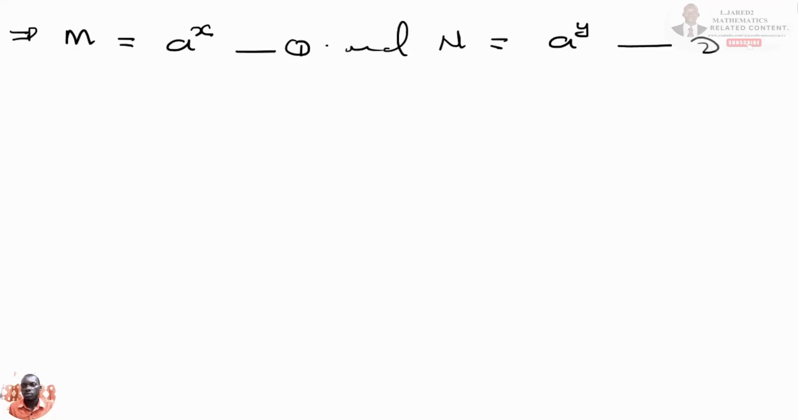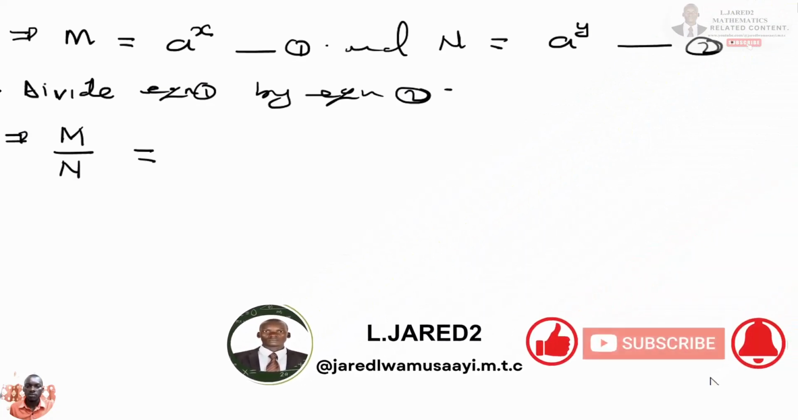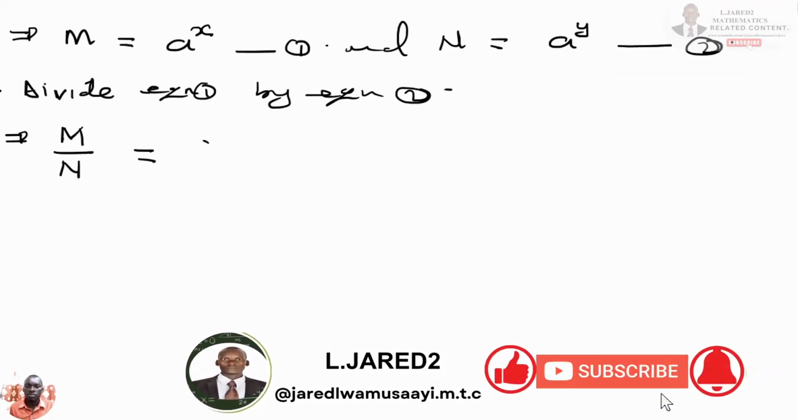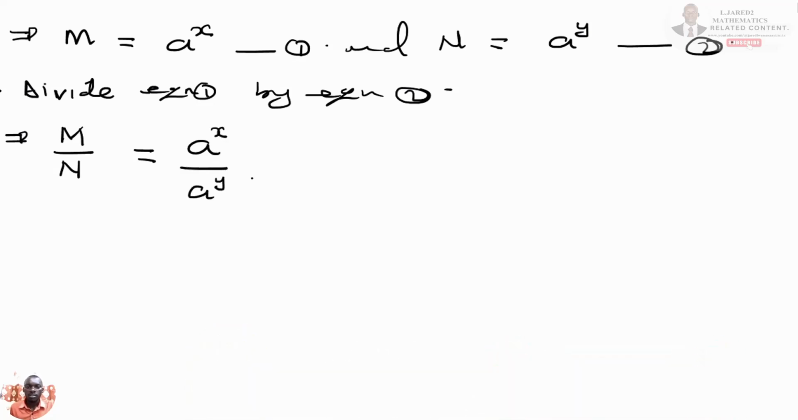Let's make this equation 2. Then since it is involving division, we are going to divide equation 1 by equation 2. So this implies that I'm going to have m divided by n equal to a raised to power x divided by a raised to power y. As for the rules of indices, m divided by n equals, since the bases are the same and it is division, we are going to subtract the powers. So we are going to have a raised to power x minus y.